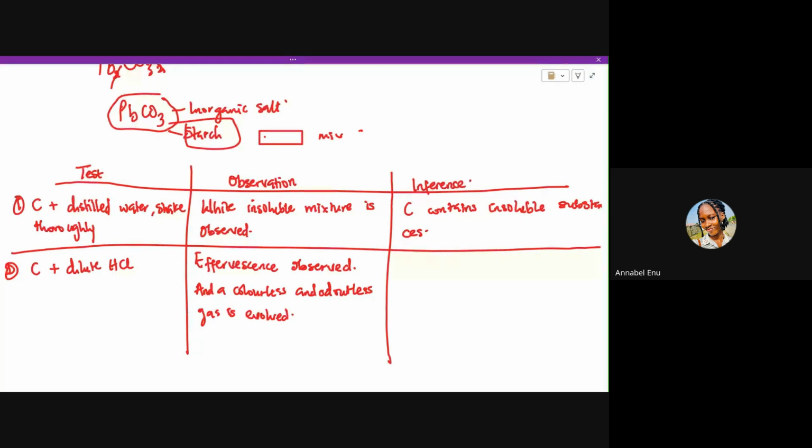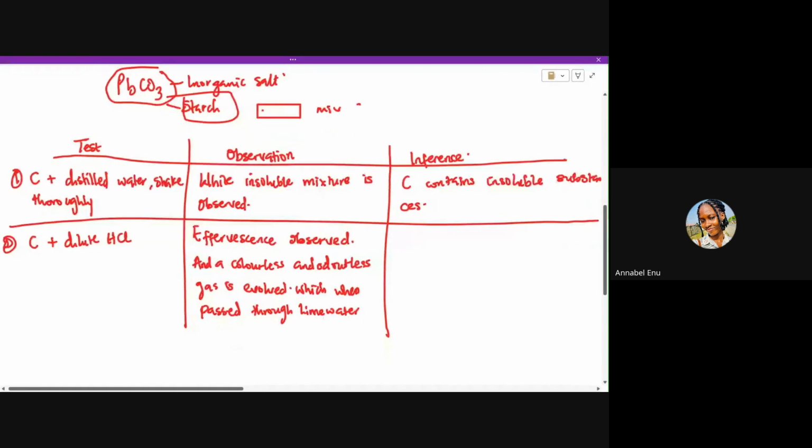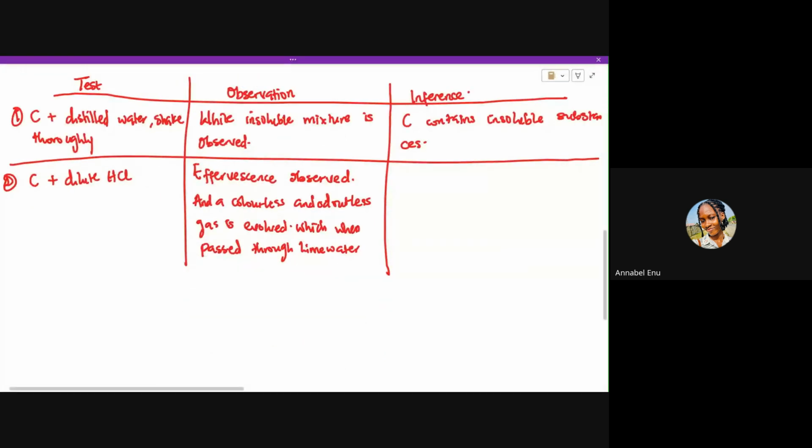Okay, a colorless and odorless gas is evolved, which when passed through lime water, turns milky. Can someone tell us what will be our inference from this observation?